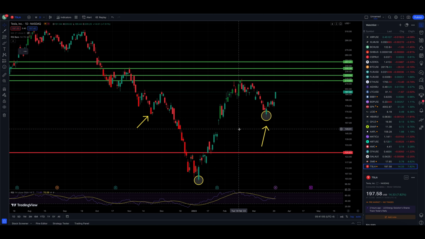So I'm rooting for Tesla again. We had a trade not too long ago, earlier in the year, that was nice, and we are looking for another one here.